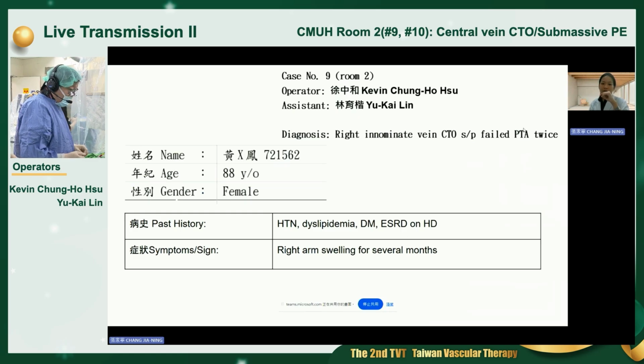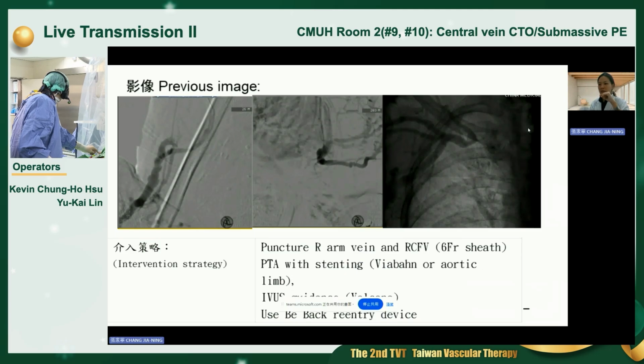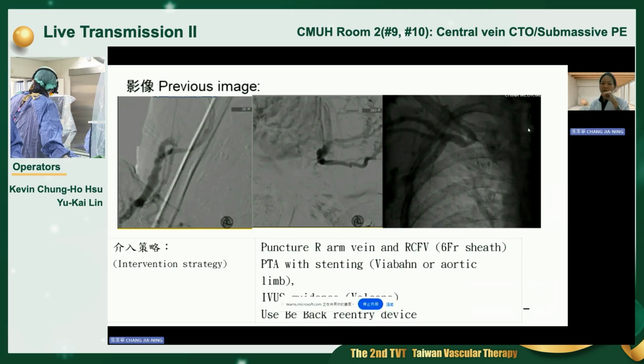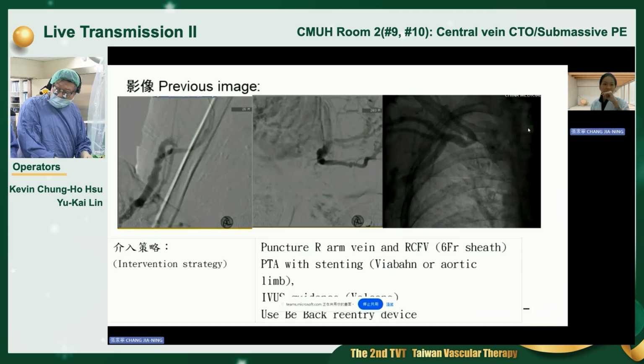It's an 88-year-old female with underlying hypertension, dyslipidemia, DM, and ESRD on hemodialysis. Her symptom is right arm swelling for several months. Here is the angiography. Here we can see there is a central vein stenosis and no more flow towards the innominate vein. Our strategy will be PTA and stenting of the stenotic area, and maybe we will use the BASE reentry device and IVUS assisted.